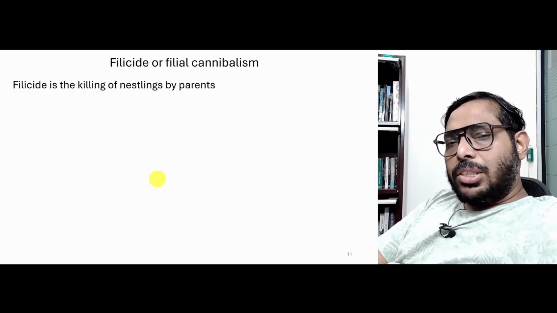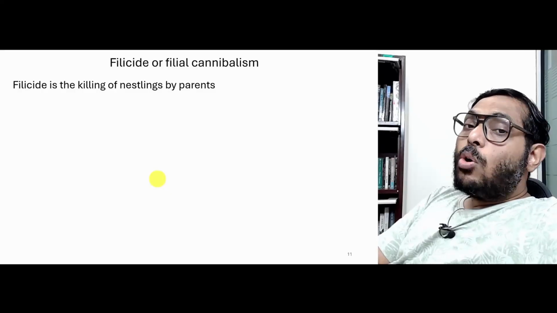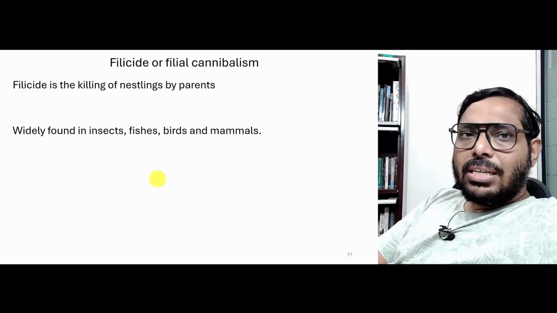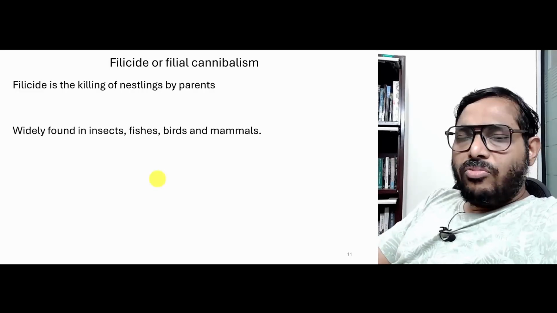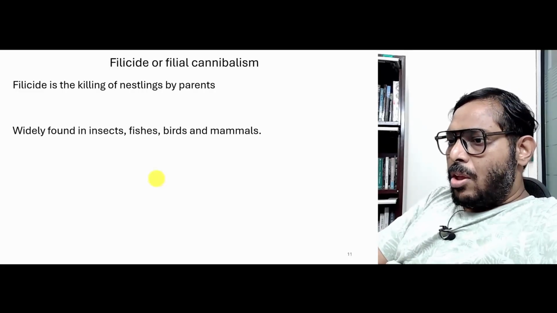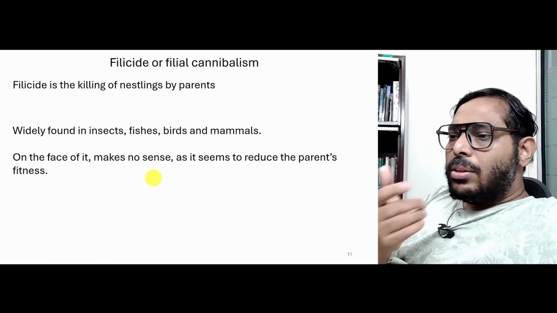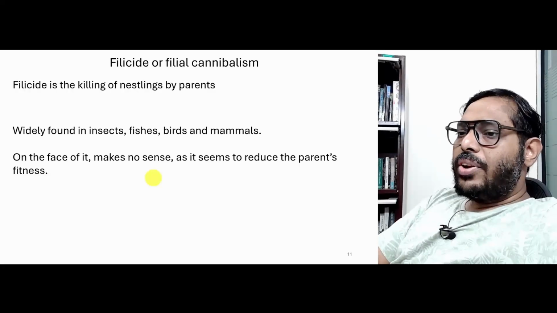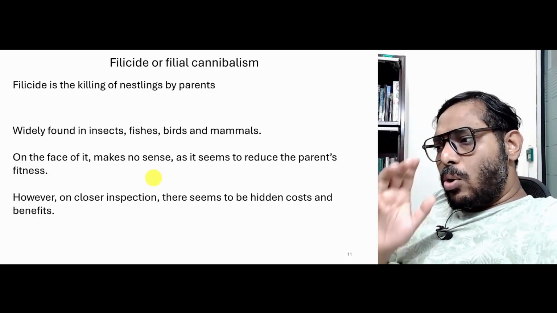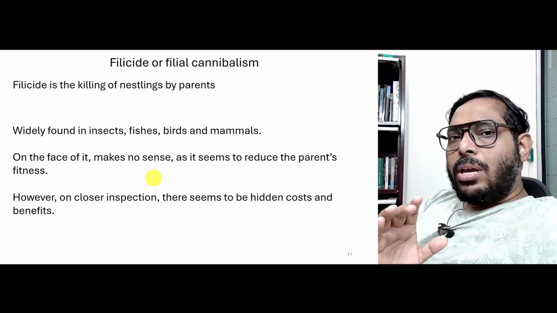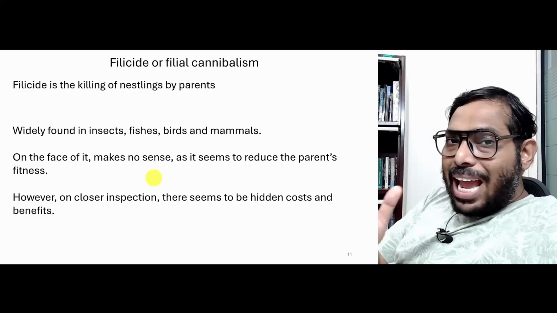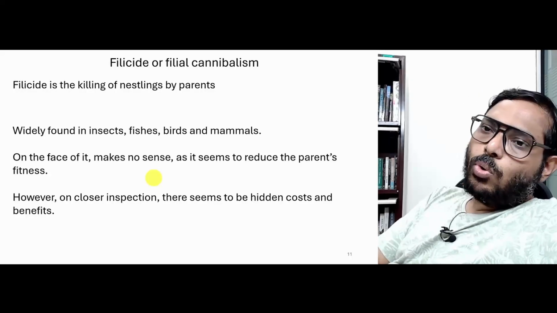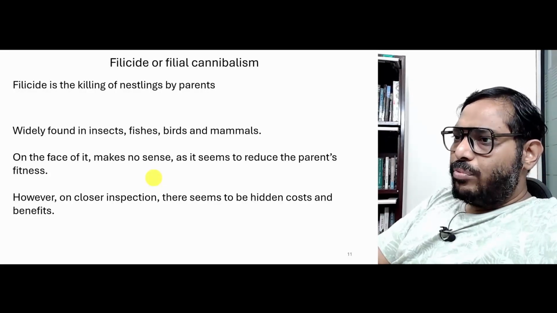This is the situation wherein parents kill their own offspring, and this is extremely widely found in insects, fishes, birds, mammals, a huge number of examples. As I said, on the face of it, it makes no sense because it apparently reduces the parent's fitness. However, if you look at it closely, there seem to be hidden benefits that the parents can get by killing, and in some cases eating and in some cases not eating, their own offspring. So we are going to talk about 3 or 4 of those.